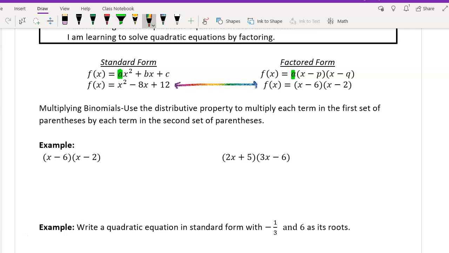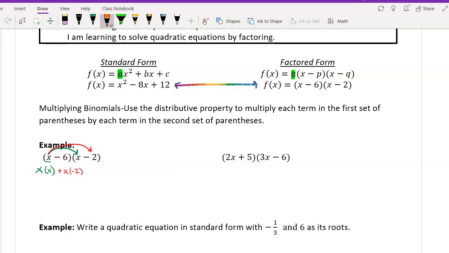So this is where we're actually going to start talking about multiplying binomial terms. When you multiply binomial terms, you use the distributive property to multiply each term in the first set of parentheses by each term in the second set of parentheses. So here's that same factored form. I'm going to take the first x I have here and multiply it by the first x here. So now I have x times x. Then I'm going to go x times negative 2, which gets me a positive x times a negative 2.